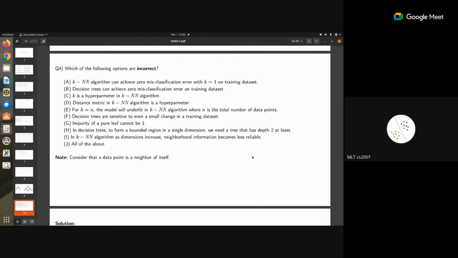What about E? For K equal to N, the model will underfit. Overfit, it should be overfitting, right? Because it is trying to get all the decisions.